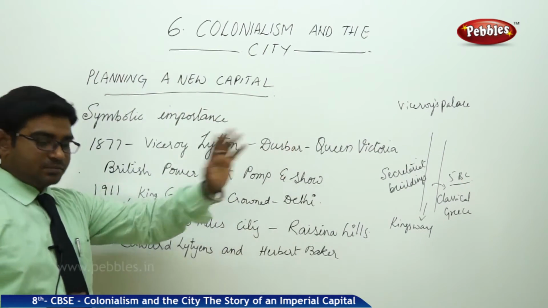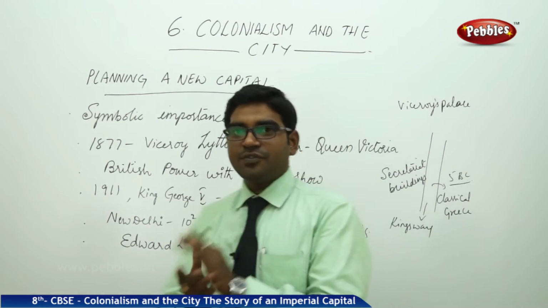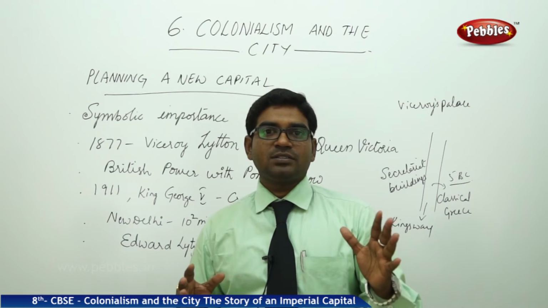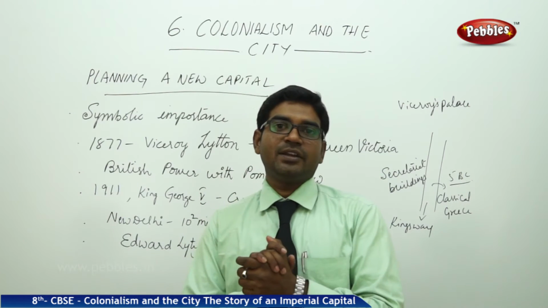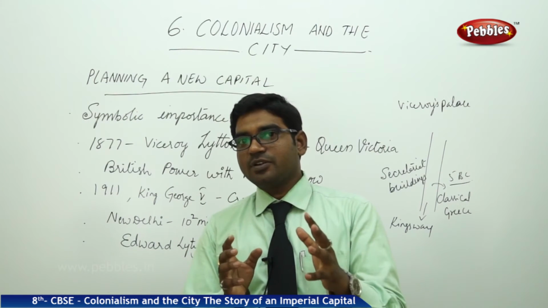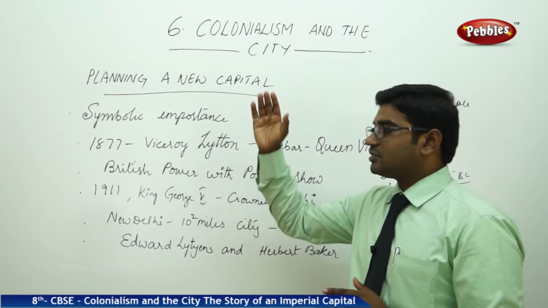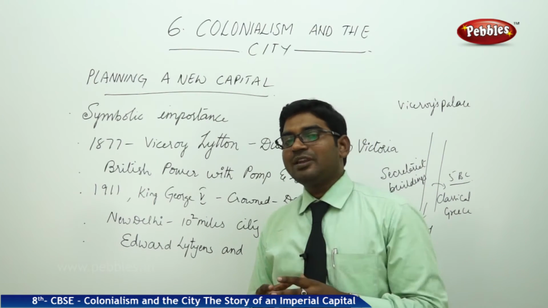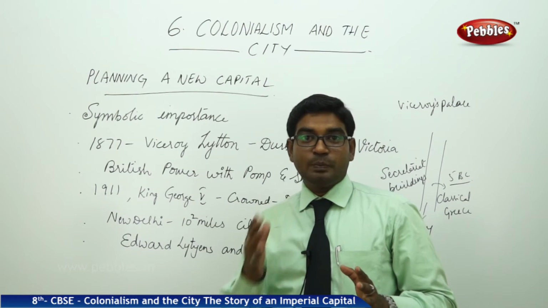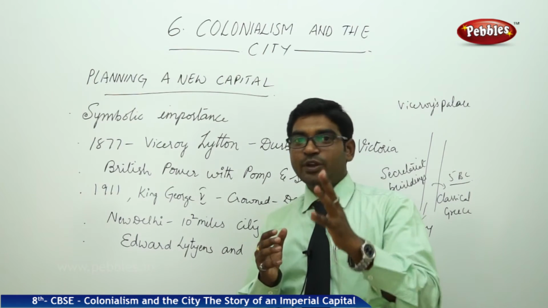Planning a new capital. The planning of the new capital was started by the Britishers. Why do you think till 1857 the Britishers never saw it interesting to move their capital to Delhi? But after the 1857 revolt, they decided that we have to capture the city of Delhi. They captured it and they started to organize their functions in Delhi. It has symbolic importance because when the rebellion took place, it was headed by the Mughal emperor. So people started to believe that still the Mughal emperor can retain his position. So we need to recapture that.